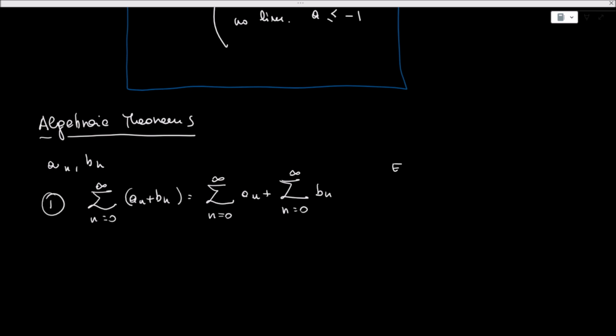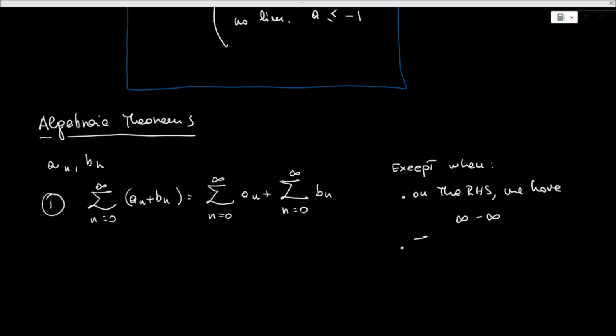except when on the right hand side we have the undetermined form of the type infinity minus infinity. Well, in that case we cannot use this theorem.